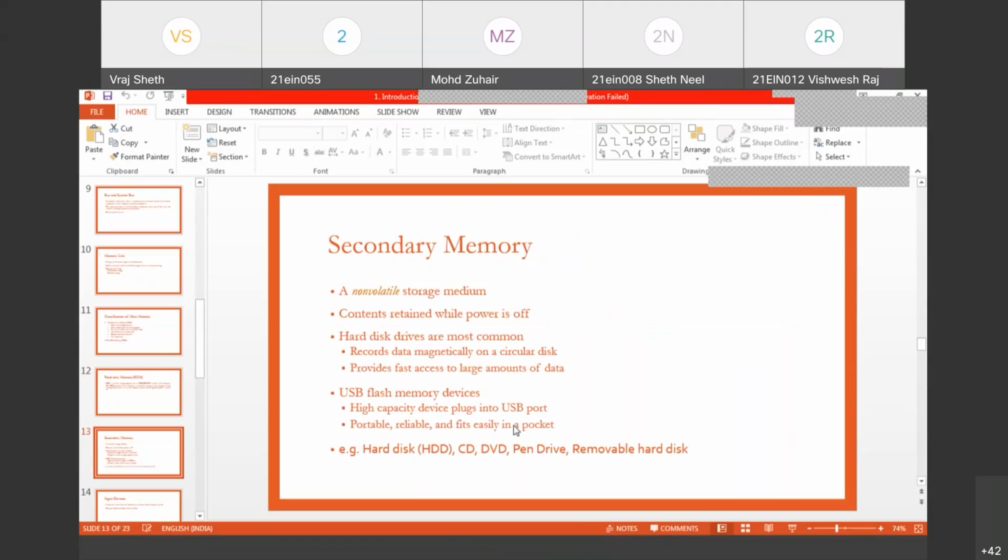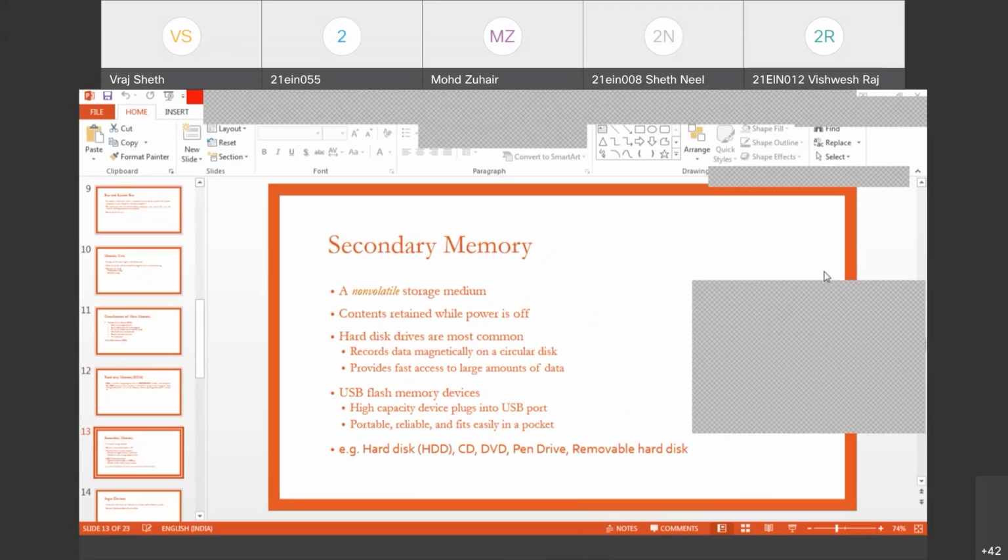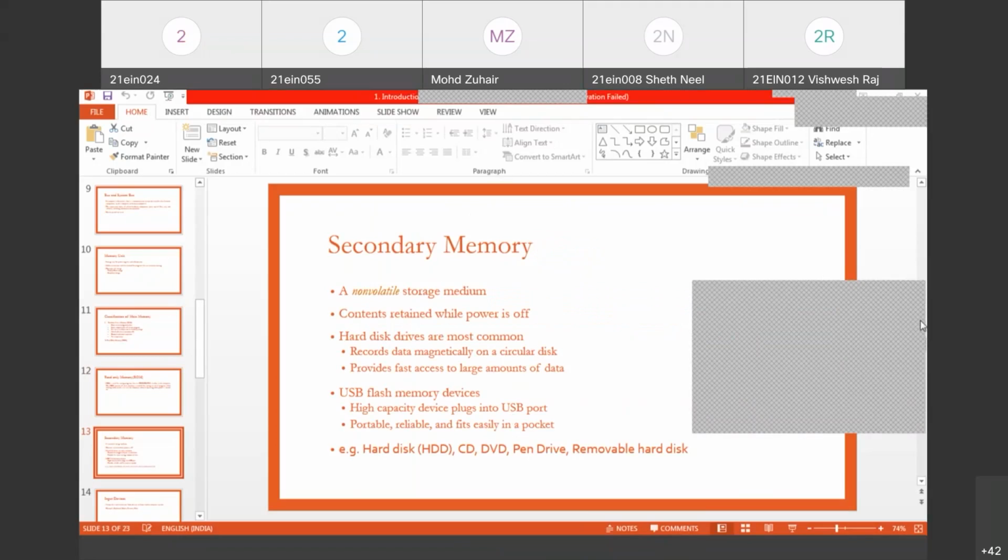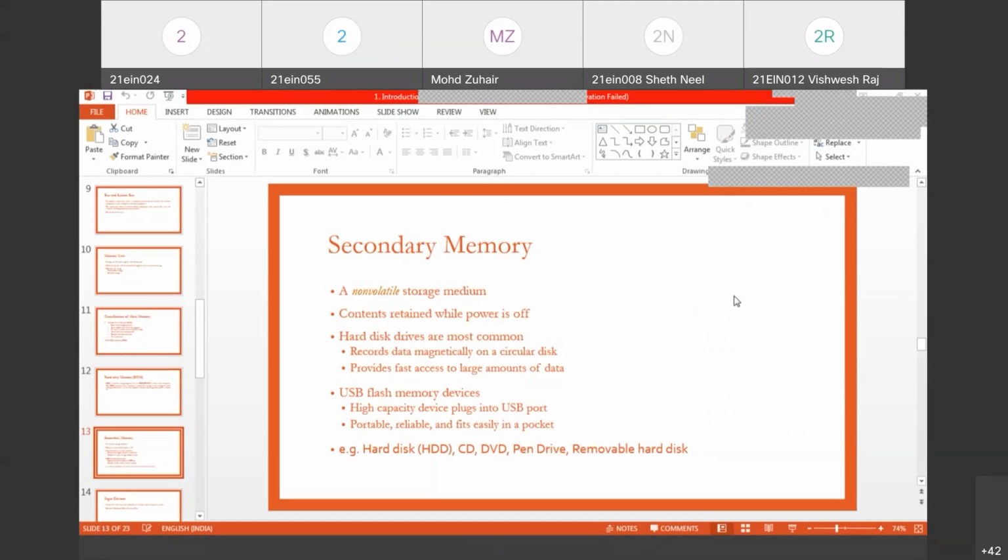Now we have secondary memory. What I suggest is you should look into one thing: what do we mean by volatile and what do we mean by non-volatile? What is volatile? Any answer? Here in this context, volatile means if we switch the computer on and off, then the content will be lost. That is why it is volatile.